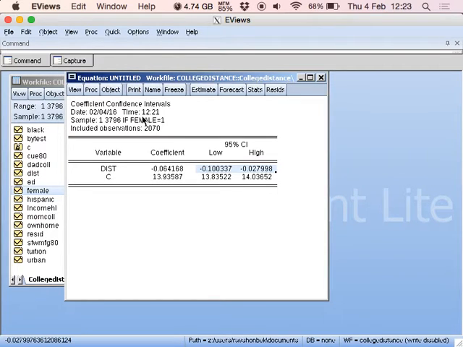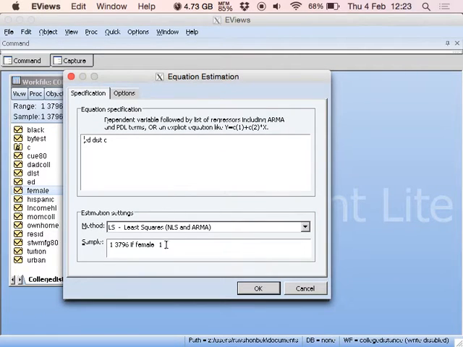B says, do the same thing for males only. So go back to Estimate, click Estimate at the top. Go down to the sample slot, delete 1 and type 0. Now we're telling eViews to show us just the observations where female is equal to 0. So just males. We want the male sample only from the whole sample. Okay, so type 0, then OK.